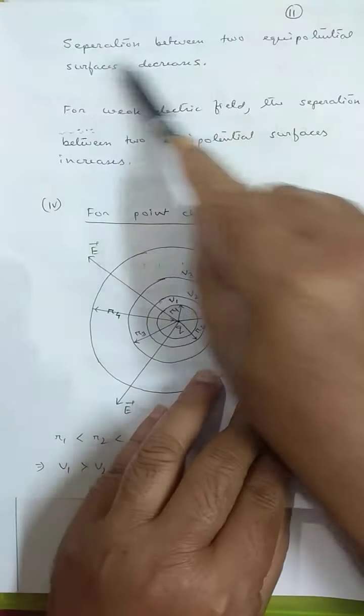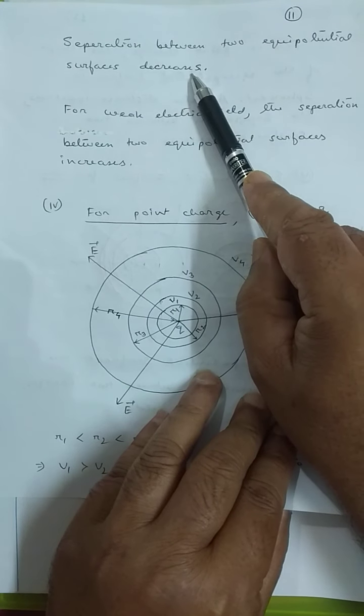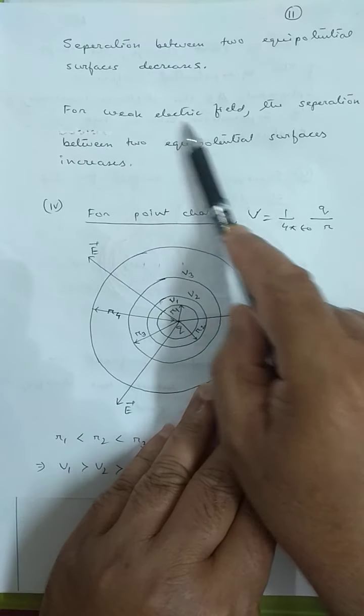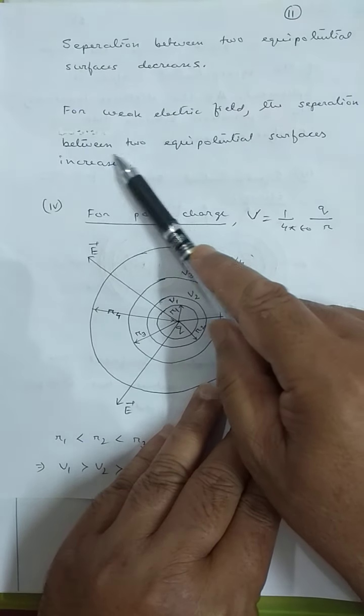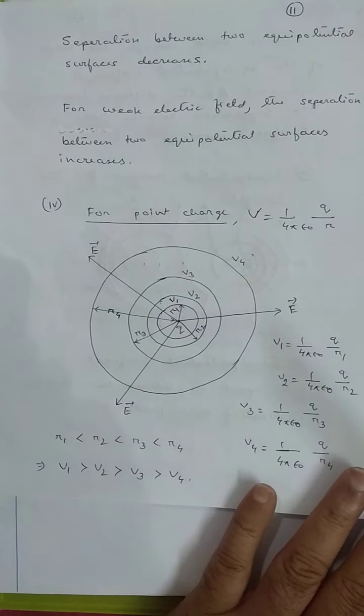the separation between two equipotential surfaces decreases. And for the weak electric field region, the separation between equipotential surfaces increases.